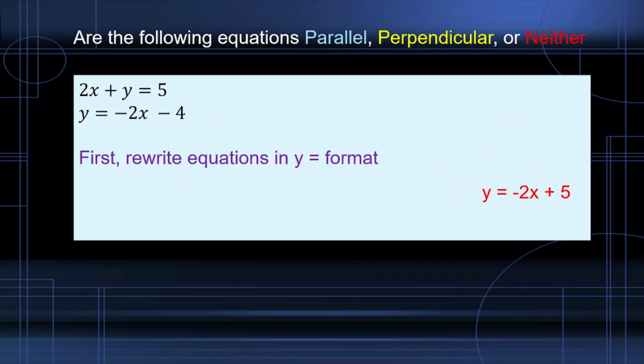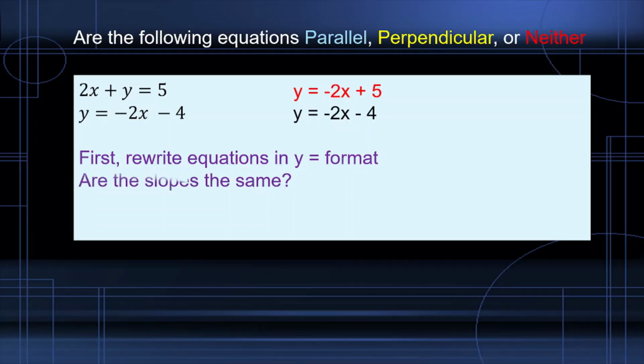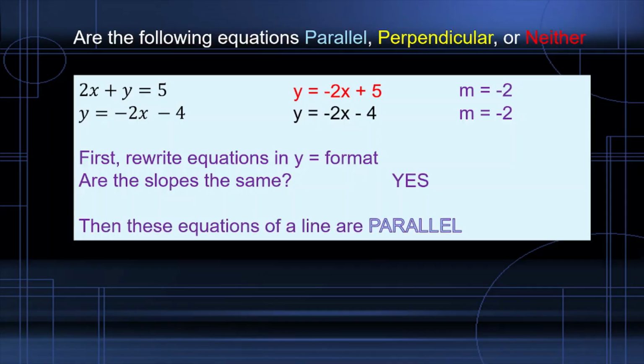So that's how I'm going to rewrite the first equation. I don't need to change the second equation. It's already in y equals format. So ask yourself now, are the slopes the same? Well, in both cases, you can see that our slopes are negative 2, the number in front of the x. So my slopes are the same. What happens when your slopes are the same? Your lines are parallel. Very good.